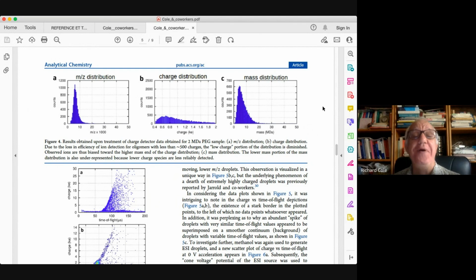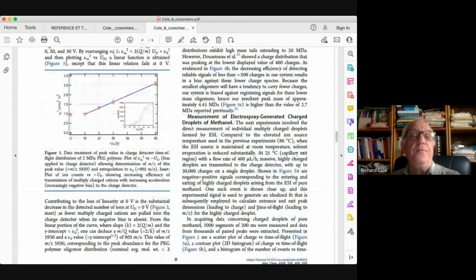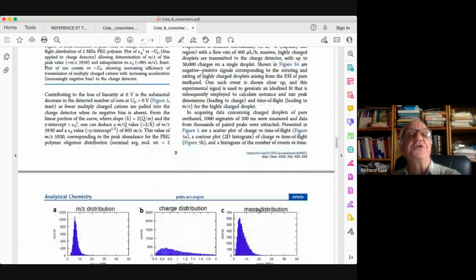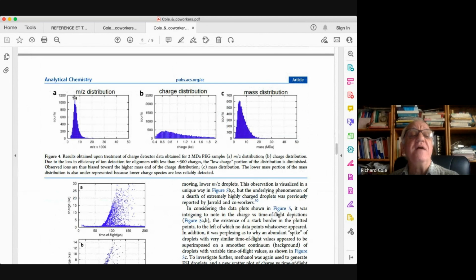So now we're going to go to the analysis of our polymer, and again, this is based on several thousands of measurements. Basically, we see our mass to charge distribution over here on the left, and this value is going to peak at about 5,930.